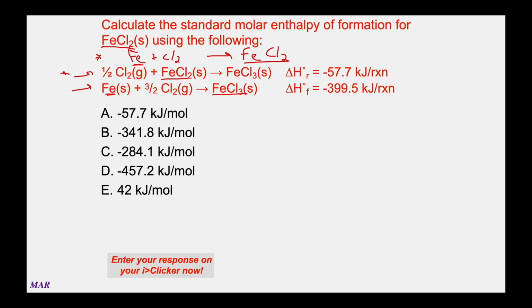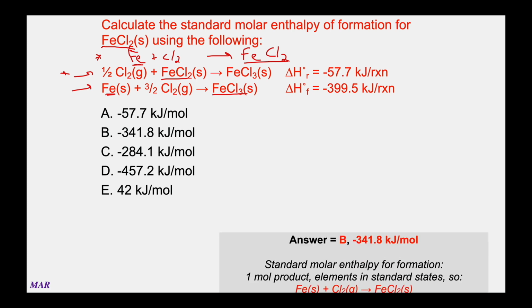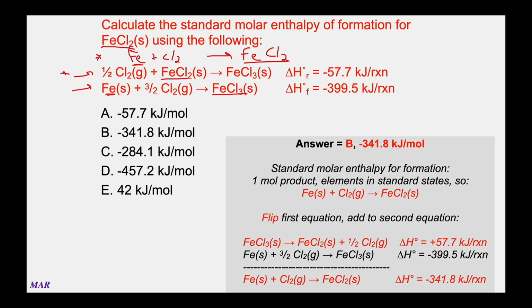So I know right away then on that equation, we're going to have to flip it around. We're going to make the 1/2 Cl2 and FeCl2 products, and FeCl3 will become a reactant. And when you do this, the delta H value becomes positive. You change the sign of it. It becomes positive 57.7 kilojoules. When you flip an equation, you change the sign around. So on this problem, that's what I would do. And if you do that, you can see that's exactly what happens.